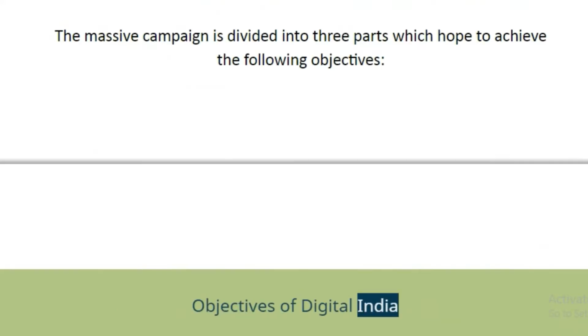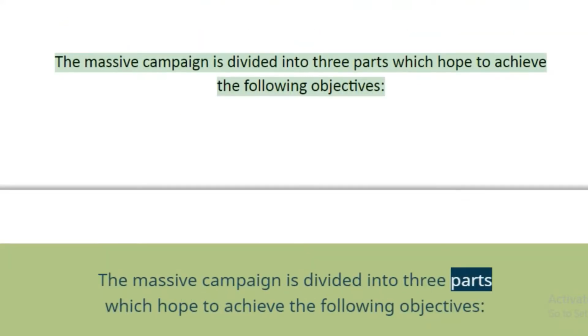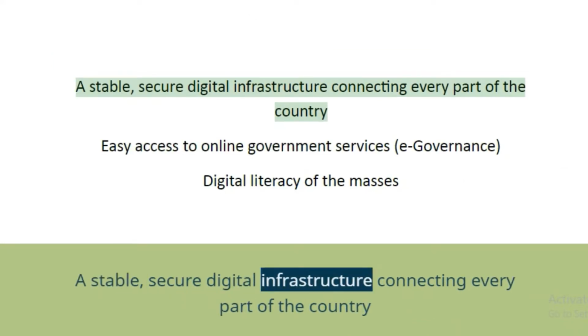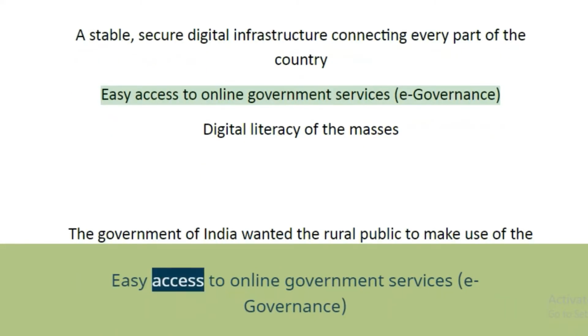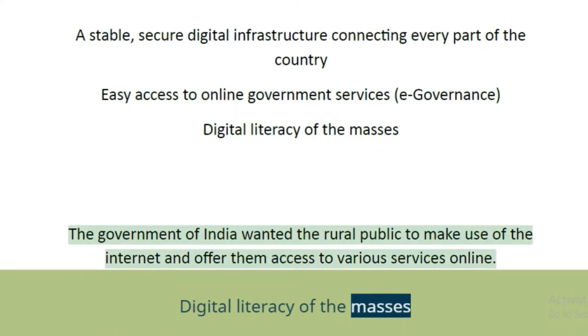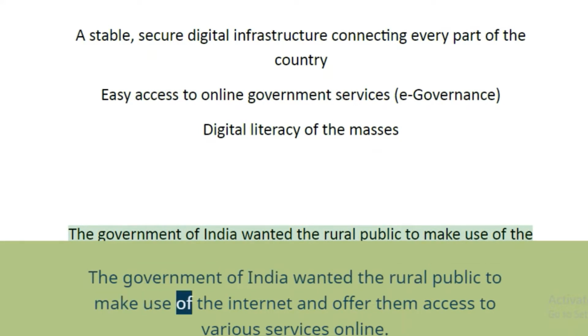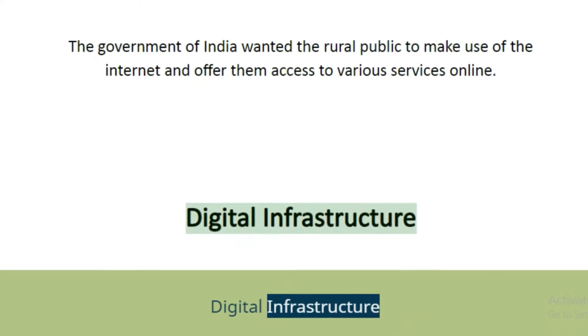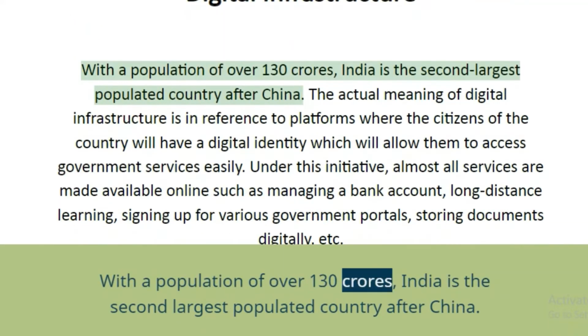Objectives of Digital India. The massive campaign is divided into 3 parts which help to achieve the following objectives: a stable, secure digital infrastructure connecting every part of the country; easy access to online government services, e-governance; and digital literacy of the masses. The government of India wanted the rural public to make use of the internet and offer them access to various services online. Digital infrastructure. With a population of over 130 crores, India is the second largest populated country after China.